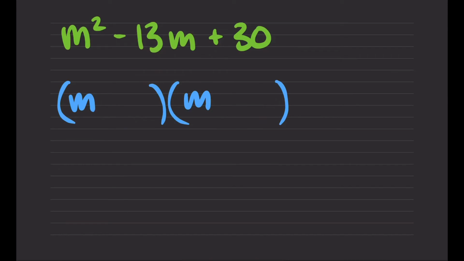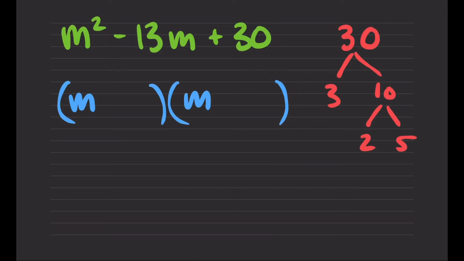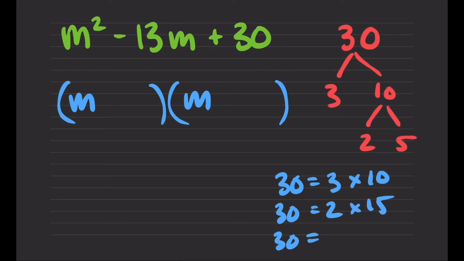Okay, so I'm going to start off by listing all the factors of 30 that I know. I'm going to make a quick factor tree of 30 to make things easy. So 30 is 3 times 10, and 10 is 2 times 5. So I know that 30 could be written as 3 times 10, 30 could be written as 2 times 15, and 30 could be written as 5 times 6. So those are the possibilities for numbers that go inside here.